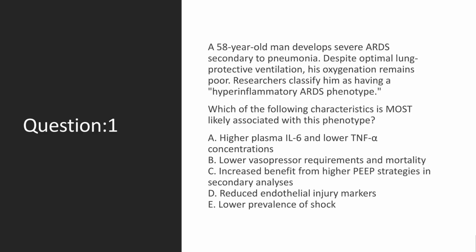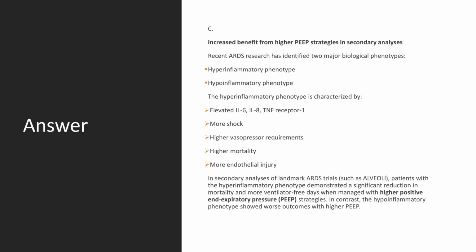A. Higher plasma IL-6 and lower TNF-alpha concentrations. B. Lower vasopressor requirements and mortality. C. Increased benefit from higher PEEP strategies in secondary analyses. D. Reduced endothelial injury markers. E. Lower prevalence of shock. Correct answer is C. Increased benefit from higher PEEP strategies in secondary analyses.